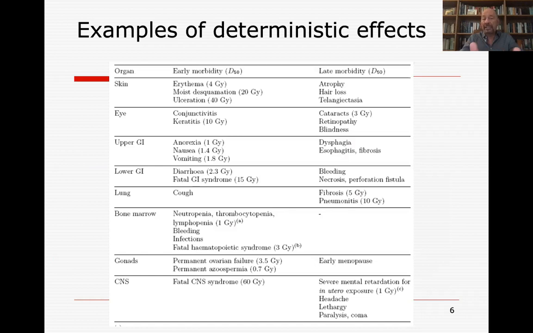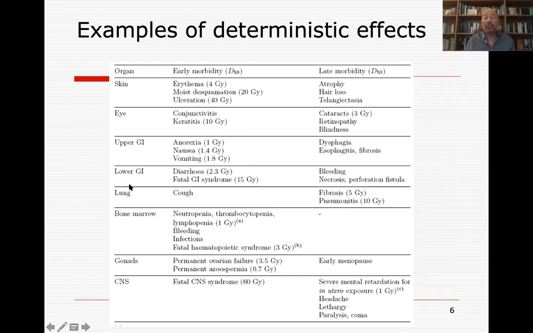And you see that for the skin, you can have early morbidity: erythema, moist desquamation, ulceration if you have a very high dose, and late morbidity: atrophy, hair loss, telangiectasia. This applies essentially for all organs. If you take the lung, you can have cough as early morbidity, but the late morbidity is quite severe because you can have fibrosis and pneumonitis induced by radiation.